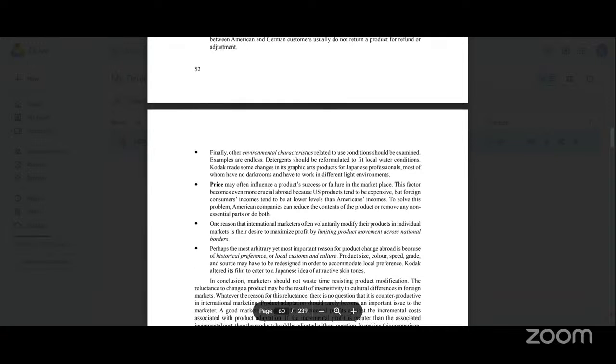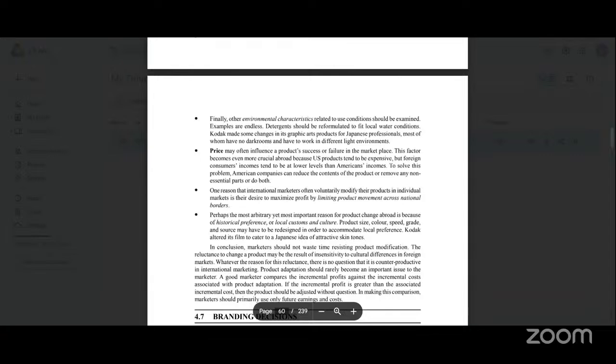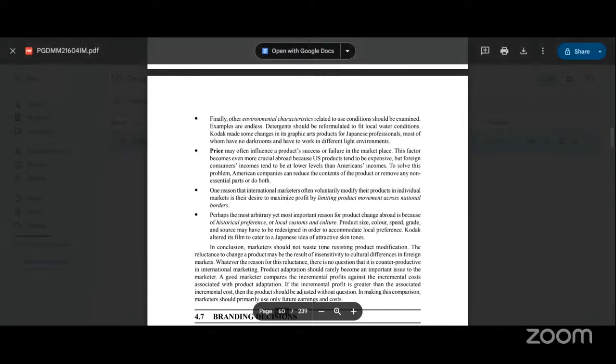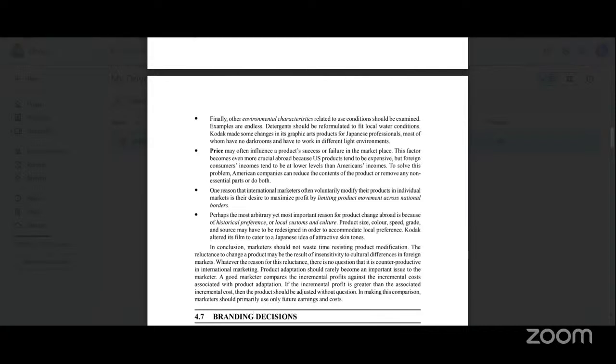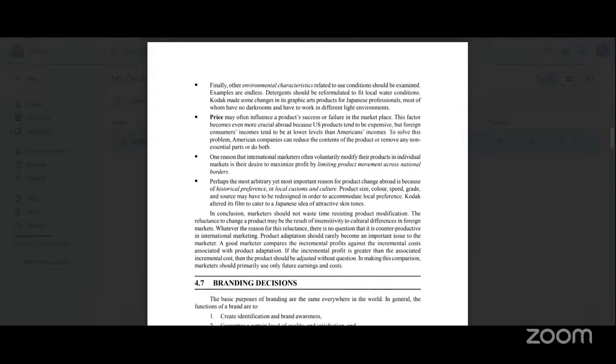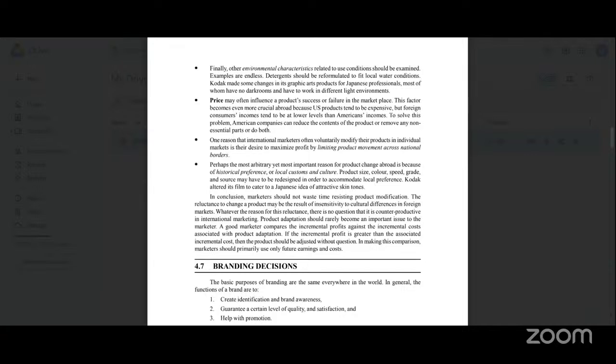So finally, other environmental characteristics related to use conditions should also be examined. So, for example, if you were to look at graphical art products for Japanese professionals, most of them have no dark rooms and they have to work in different light environments. So, this may not be a very successful product in those countries.